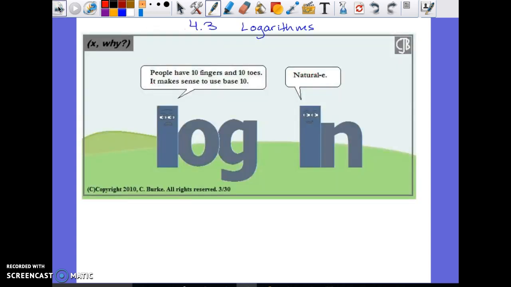Okay, so moving on to new material, we're going to talk about logs and natural logs. So every function has an inverse. What's the inverse of addition? Subtraction. What's the inverse of division? Multiplication. If I have a square root, what's the inverse? How do I undo that? I square it. Every function has an inverse, something that undoes it.